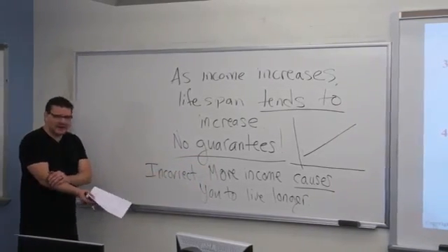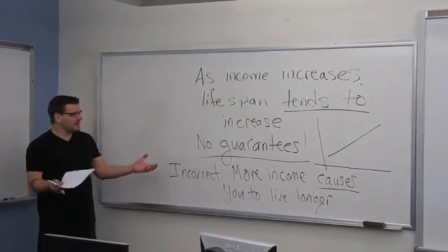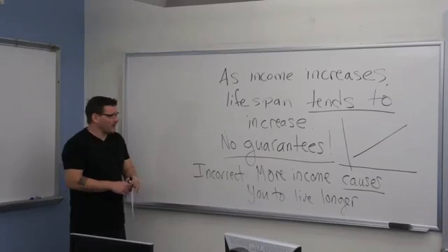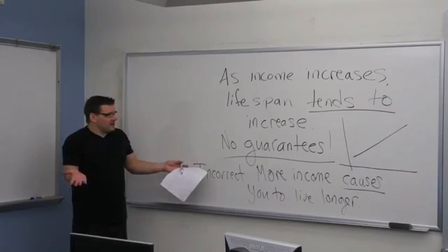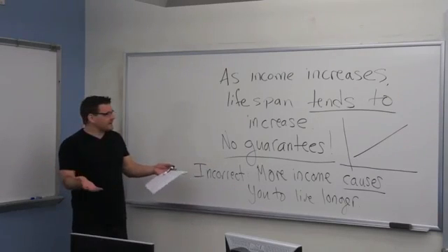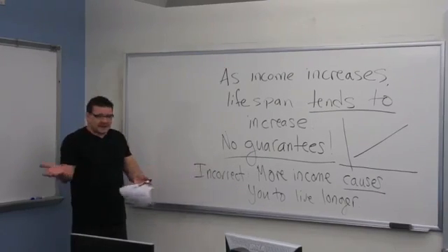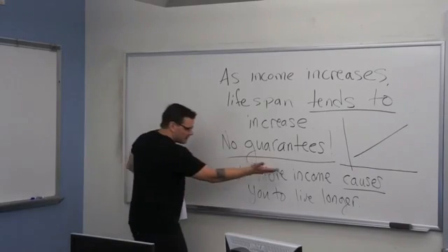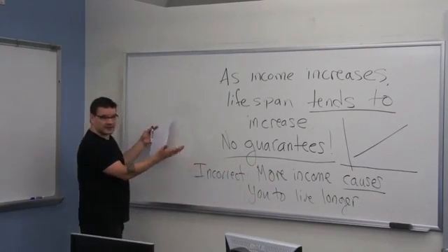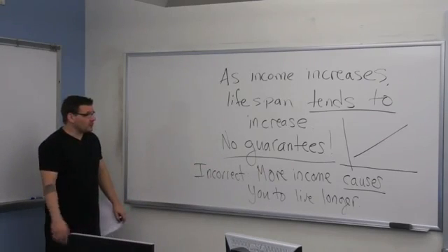Okay? There are plenty of things in the background that might be causing you to live longer. If you have more income as a country, what else can you buy? Right? More income usually pays for more education, better health care, better medicines, better food, better housing, etc. So to say that one causes the other to change is incorrect, but we can certainly say they're related or associated or even correlated.